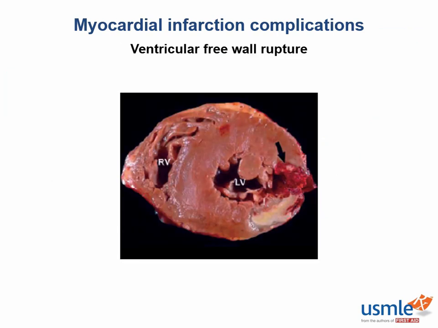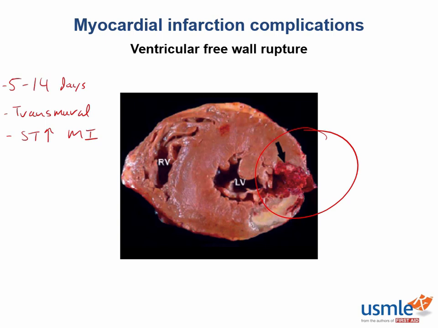Now next up, we have ventricular free wall rupture. And here in our image, our black arrow is pointing to a complete left ventricular free wall rupture. This usually occurs 5 to 14 days after transmural ST segment elevation myocardial infarction. Now in these situations, patients typically develop acute cardiac tamponade, and this usually leads to sudden death unless they're taken to the OR immediately. Often, even if it's caught in time to go to the OR, there's not much that can be done to save these patients.